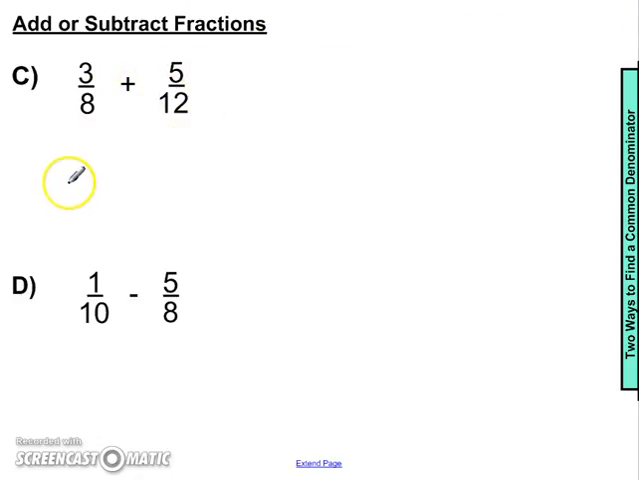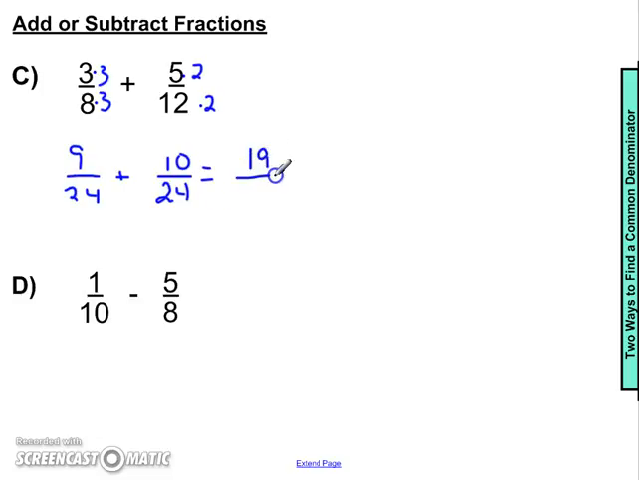Knowing that 8 and 12 both go into 24, all right, 24. 8 times 3 is 24, so the numerator gets multiplied by 3 as well, so there's 9. 12 times 2 is 24, so 5 times 2 is 10. The sum of my numerators is 19. And my denominator is 24 because I keep it, because that's the size of my slices. And I have 19/24, which 19 is prime, does not go into 24 evenly, so there's no reductions here.